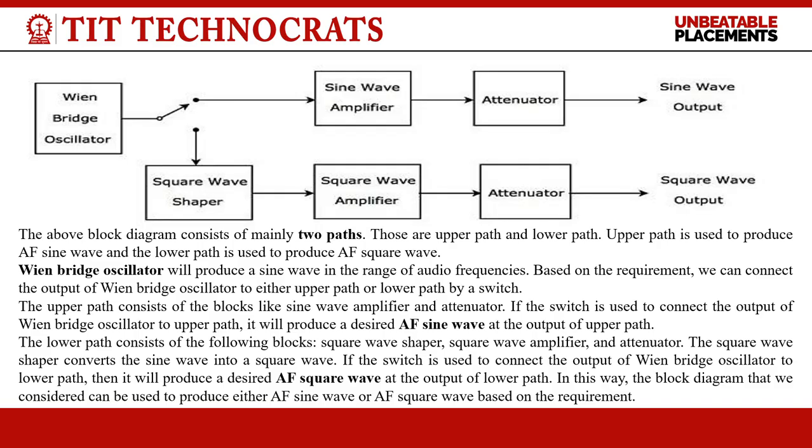it will produce square wave output. It has mainly two paths: when the Wien bridge is connected to the sine wave amplifier and attenuator, it is the upper path, and when the Wien bridge is connected to the square wave shaper and square wave amplifier, then an attenuator, it gives the square wave output, which is the lower path.